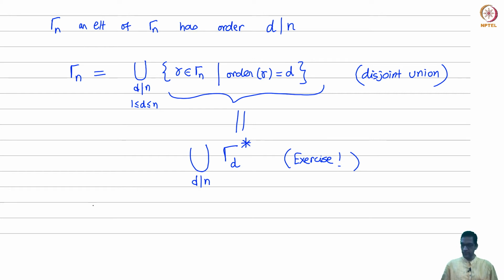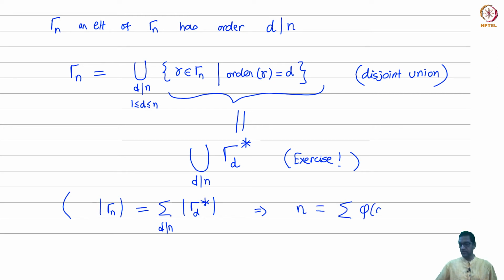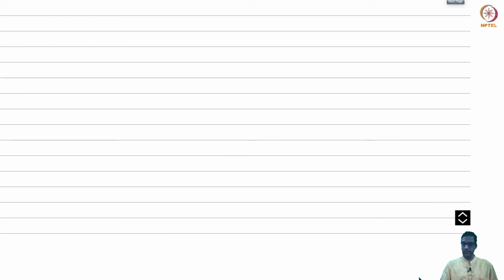Okay, so in particular, what does this prove? This is sort of an aside. Observe that the cardinalities on both sides must be equal. So this in fact implies that n, which is the cardinality on the left hand side, is the sum over d dividing n of phi d. And this is one of those classic identities for the Euler totient function. Okay, but our main interest is in trying to understand this cyclotomic extension.